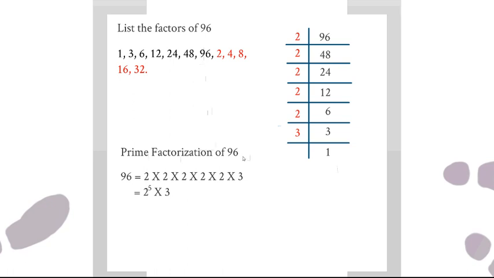Next, we look at the prime factorization of 96. Now, this prime factorization process is the method where you take all these numbers here, the prime factors, and you multiply them: 2, 2, 2, 2, 2, 3. So 2 to the power of 5 multiplied by 3. And this is the prime factorization of 96. Notice how different these two examples are. They are not the same.